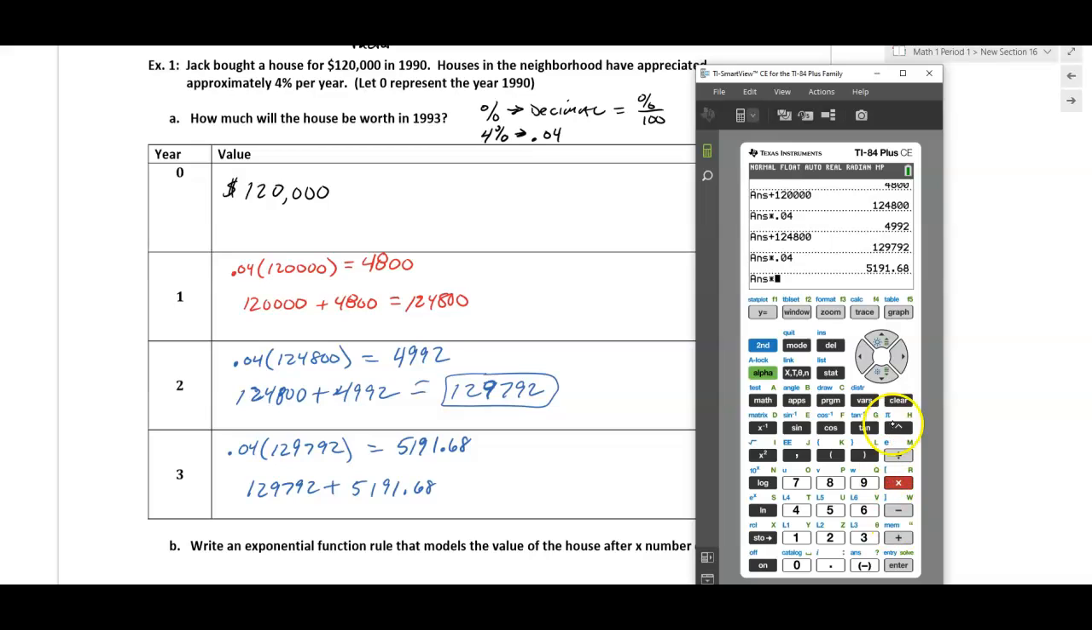So plus the $129,792 gives you a new total value after 3 years of $134,983.68. That would be the value of the house, right, if it continued to increase 4% per year. All right, this is what we call compounding, okay?